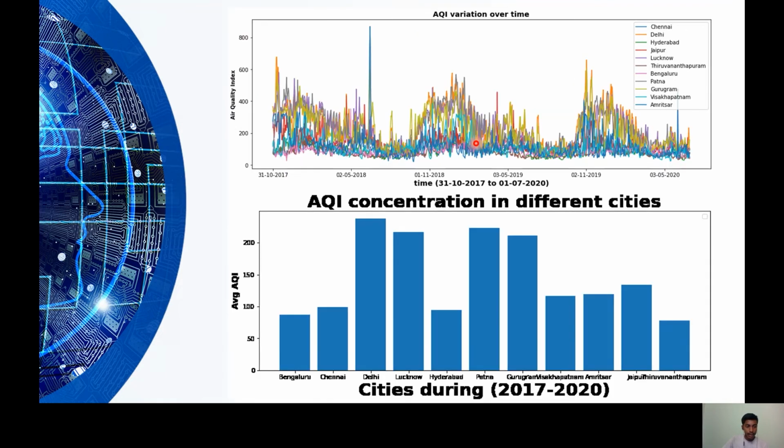And finally, the graph of the air quality index gives us a comparison of the level of air pollution in different cities of India. Here we can see Delhi, Lucknow, Patna, Gurugram have a high AQI level. This shows these four cities are very polluted. And in the other case, Thiruvananthapuram is the least polluted among these cities. Now Sanskar will speak on the data statistics part.